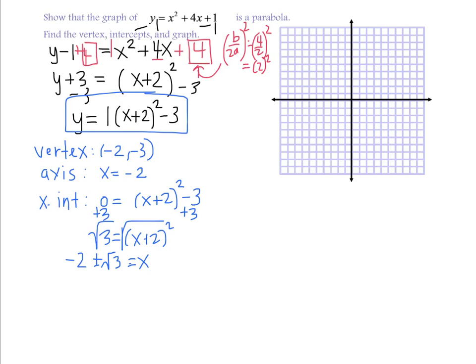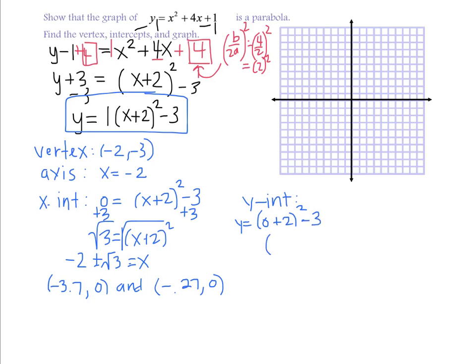So put that in your calculator and get yourself a decimal approximation because you're going to need it to help you actually plot these points. So I'm going to get about -3.7 and -0.27. So those are my x-intercepts. Lastly, I'll find my y-intercepts and then any other convenient points. Y-intercepts, we set x equal to 0, so we're going to get y equals 0 plus 2 squared minus 3, which is just 4 minus 3, or 1. So we have the point 0, 1 on our graph.